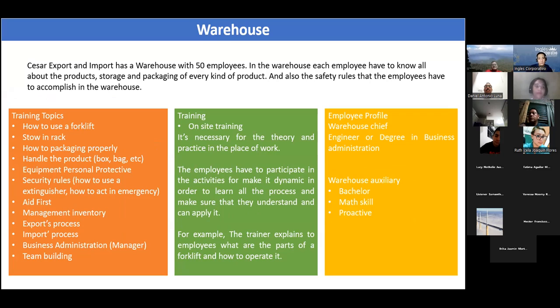We decided about our house, and we have the company SESION Export and Import, which has a warehouse with 50 employees. In this warehouse, we have a lot of products. We didn't decide on exactly which product. We have different kinds of products. And for us, it's important to know how to handle the product and the safety rules in it. So for the employees, we decide different topics that they have to know before working with the company, and to refresh this kind of topic for the old employees.